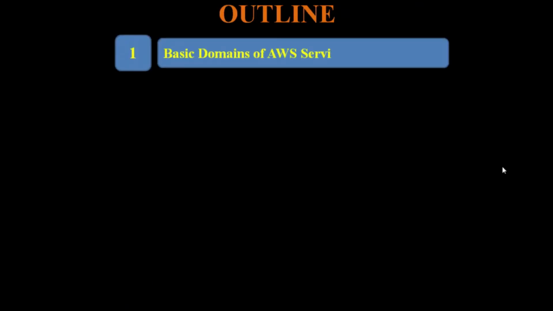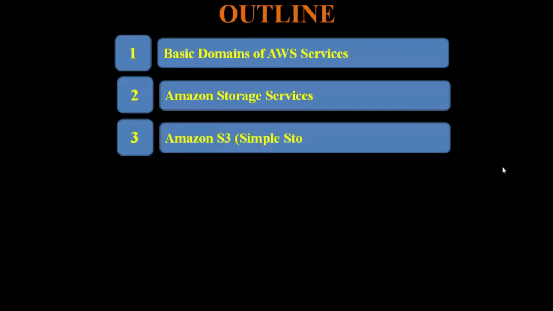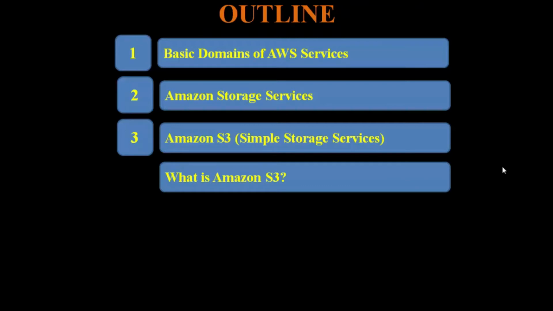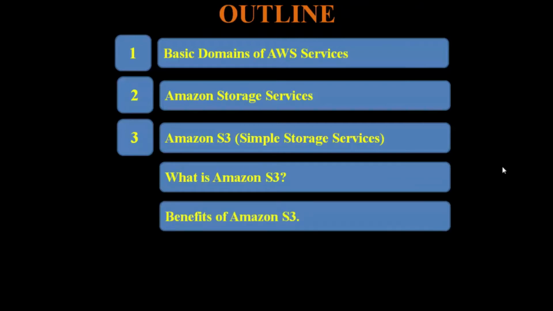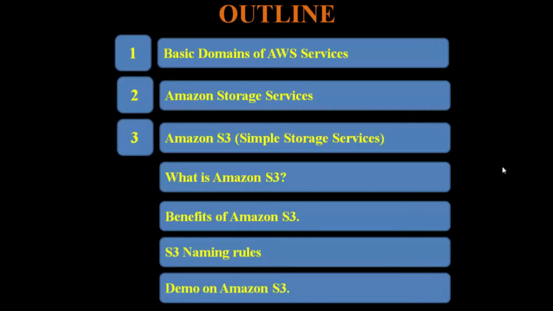Let me get started with the outline of today's video. First we'll discuss the basic domains of AWS services. Then we'll discuss Amazon storage services, and inside them we'll discuss in detail Amazon S3, that is simple storage service. First we'll discuss what is Amazon S3, then benefits of Amazon S3, S3 naming rules, and at the end a demo on Amazon S3. This part is very interesting and you will definitely enjoy the demo. So stay tuned to the end of the video.